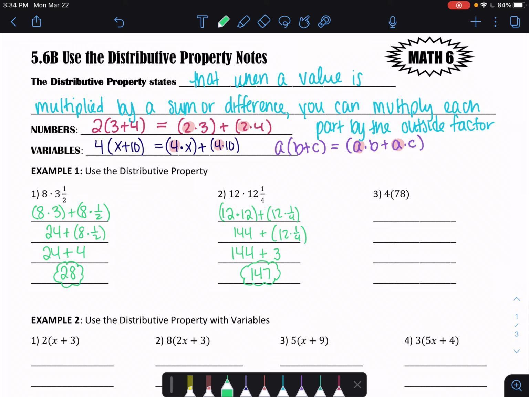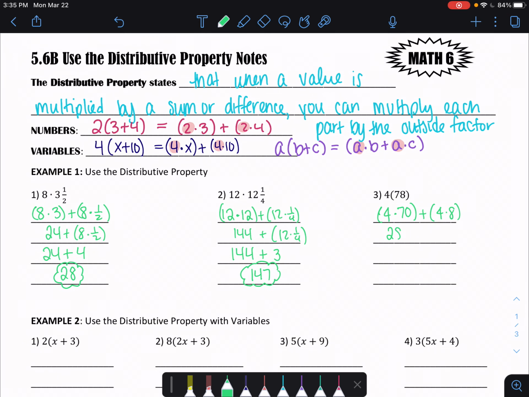Now for number 3, there are a couple different ways that you can split the number. When we're looking at 78, there's a bunch of different ways that we can add up to 78. So what I did is I did 4 times 70 and 4 times 8. That's where my brain goes to. How can I make this into something simple? Well, I can just say 70 and 8 is 78. So 4 times 70 is going to be 280. 4 times 8 is 32. And then I get 312.